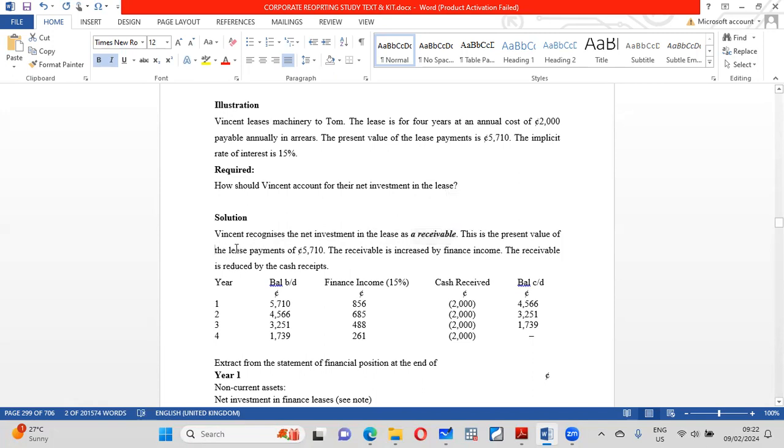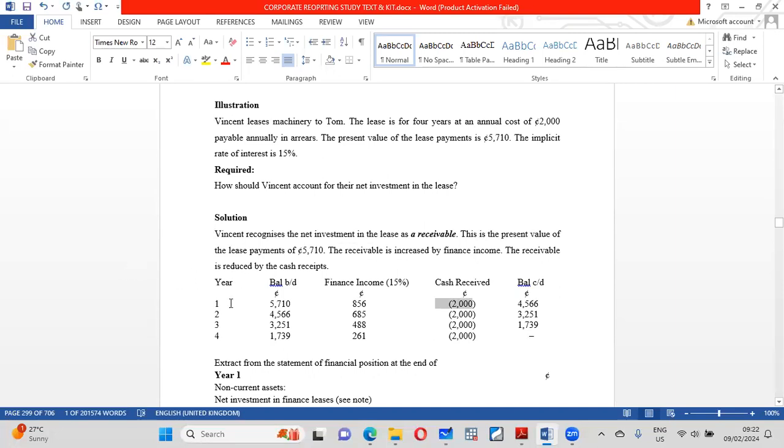This is the present value of the lease payment. It has been done. In other cases where you have to do the PV yourself, you do the PV yourself. Then the receivable is increased by finance income and is reduced by the cash payment, like I've said. So you started with this. The implicit rate is 15%. You deduct, like that, and you see at the end of the day it is 0.